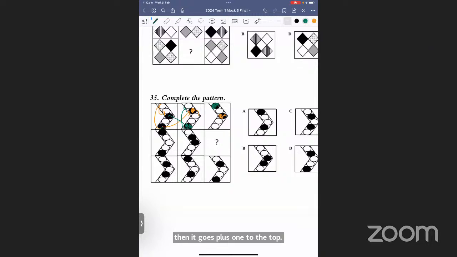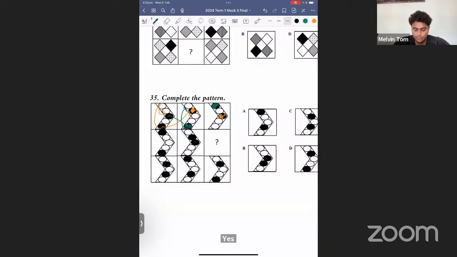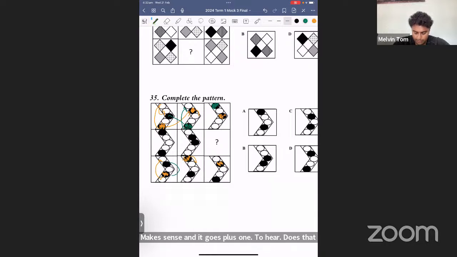Yes. So the yellow goes +2, and it goes +1. All right. Let's see if that makes sense in the bottom row. So in the bottom row, I'll focus on this. If it goes +1, +2 to the top, makes sense, and it goes +1 to here. Does that make sense? And then the next one goes +2 to here, and it goes +1 to there. All right, that kind of seems to make sense.